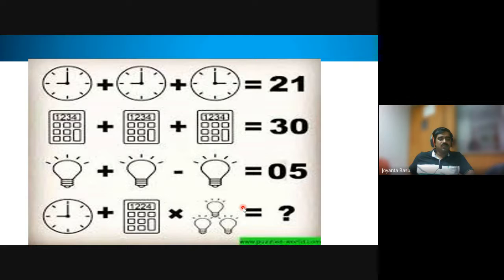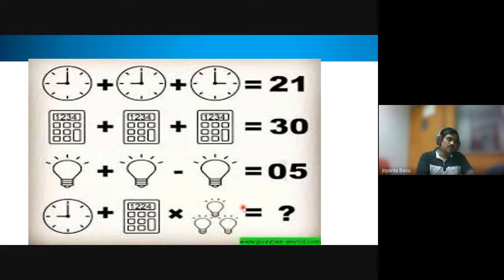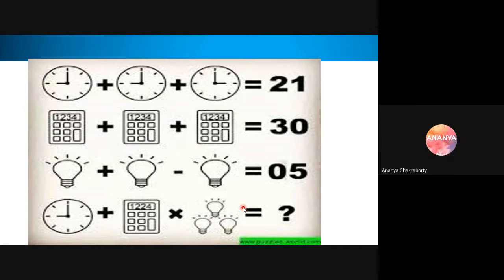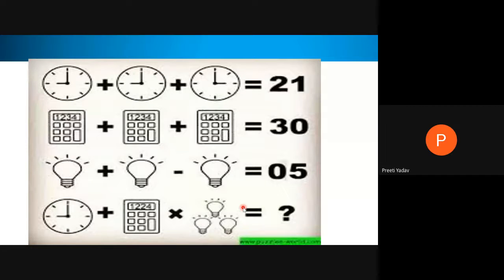Someone is saying 2016. I mean, this is also not correct. Just recheck your answer. So it will be 216. How? 9 plus 9, 18. 18 into 12. Okay, so your answer is 216. Someone is saying 117. How can you reach 117? Sir, we just multiply 9 into 12, that is 108, and then we add 9, that is 117.